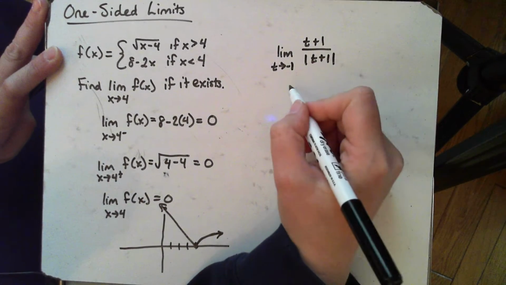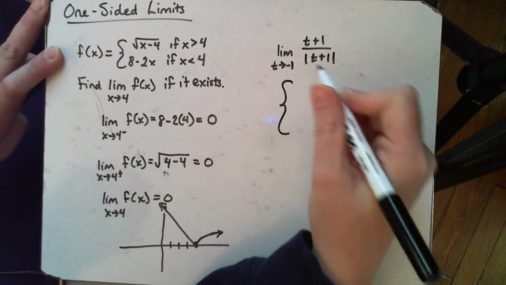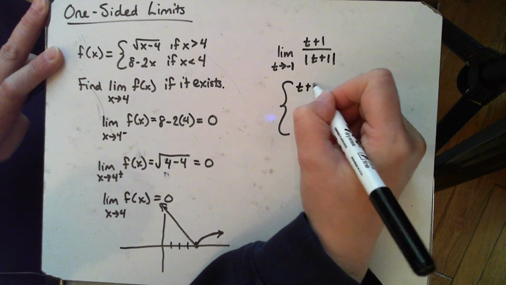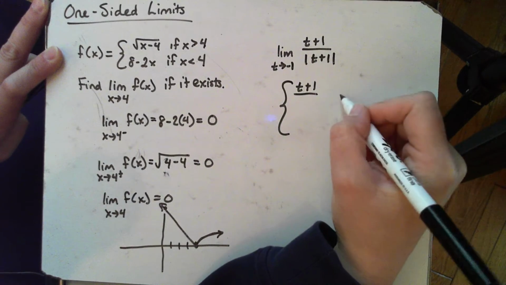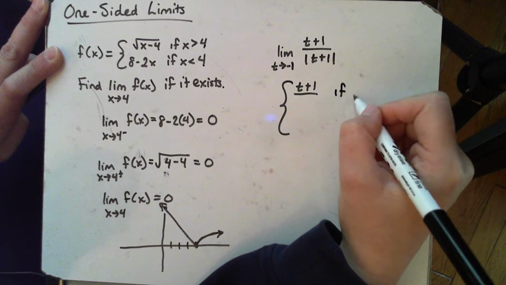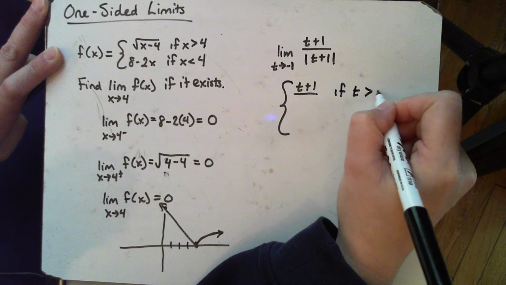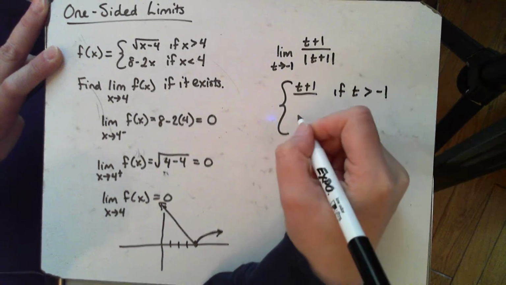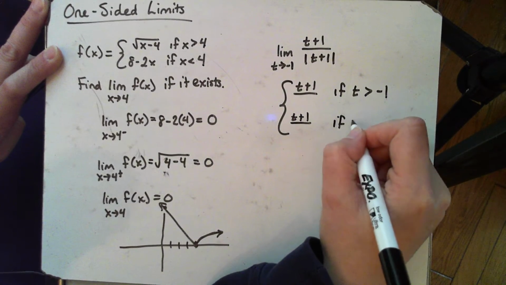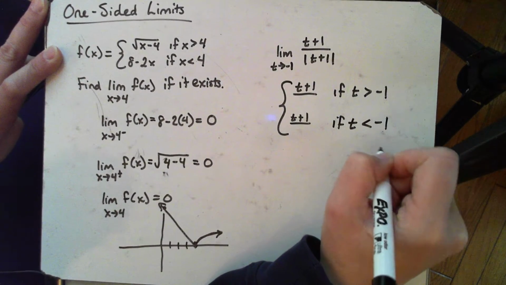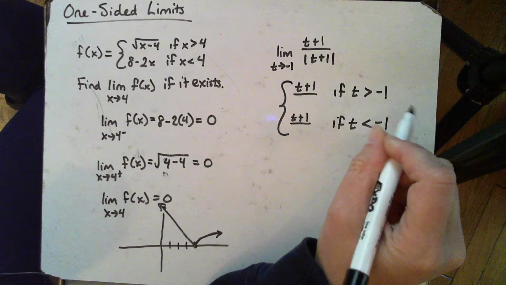So we're going to divide this up. Okay, and we're going to say it's going to be t plus 1 over some expression down here if t is greater than -1. And then it's going to be t plus 1 over some other expression if t is less than -1. So let's see what's happening here.